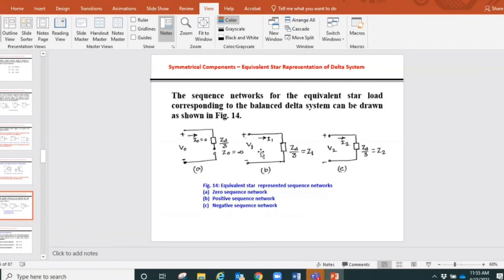But for positive sequence and negative sequence, they will be present. So we consider V1 for the positive sequence voltage, I1 for the positive sequence current, and the impedance is again Z delta over 3, but that will now be equal to Z1, because we need to represent them respectively; it's the positive sequence network, so it should be Z1. For negative sequence, it's V2 the voltage, I2 is the negative sequence current, Z delta over 3 is the impedance, but that impedance is now called Z2 because it's a negative sequence network.